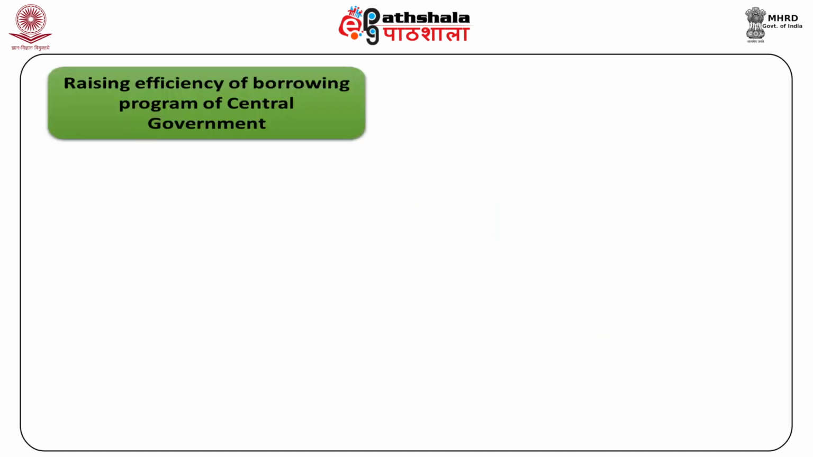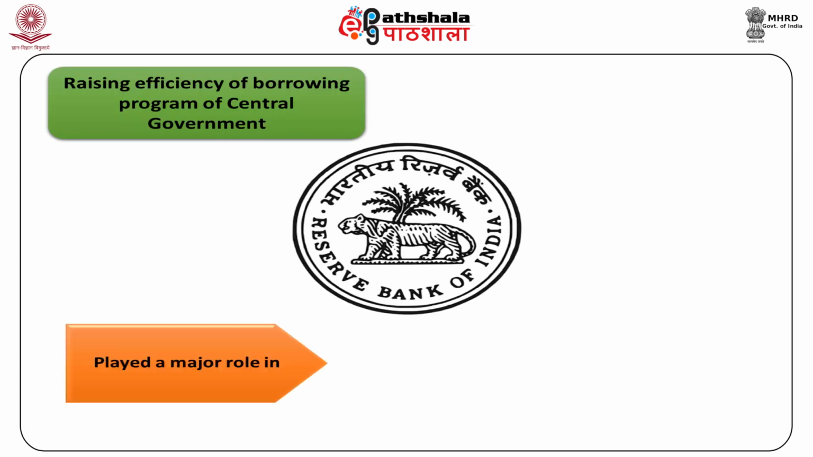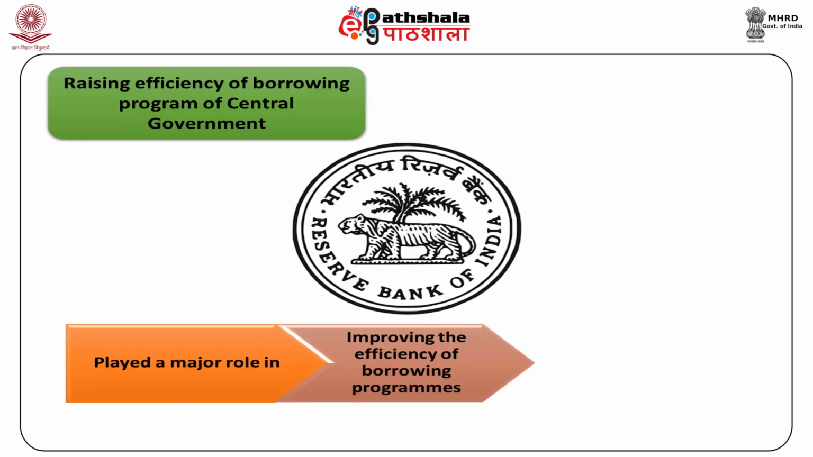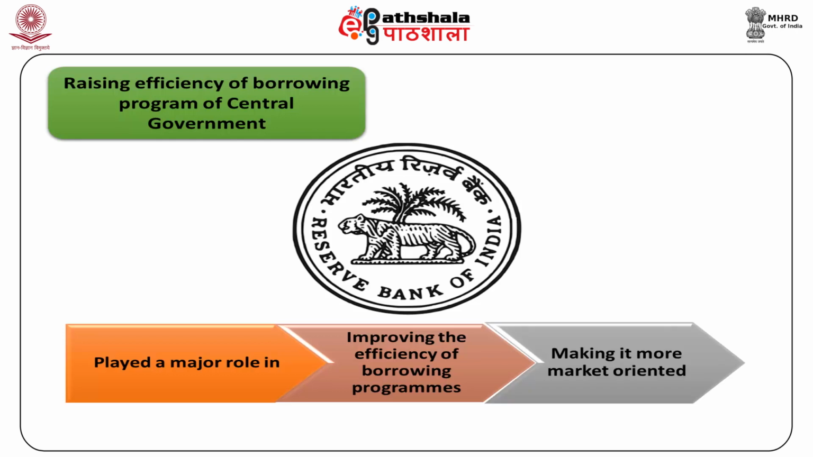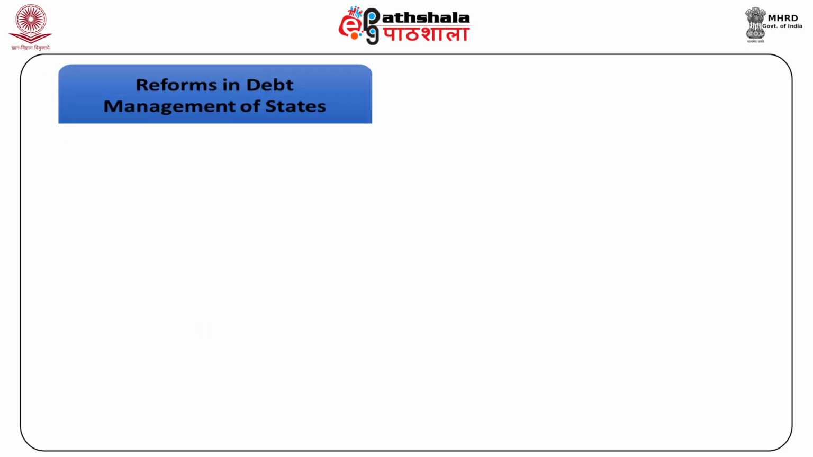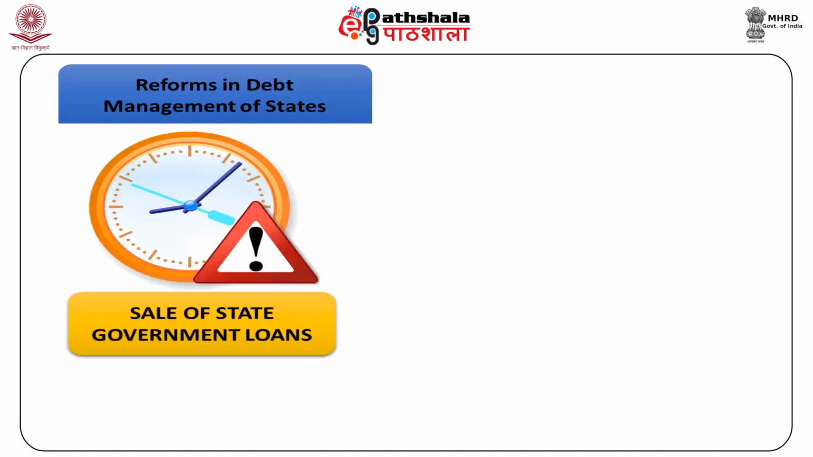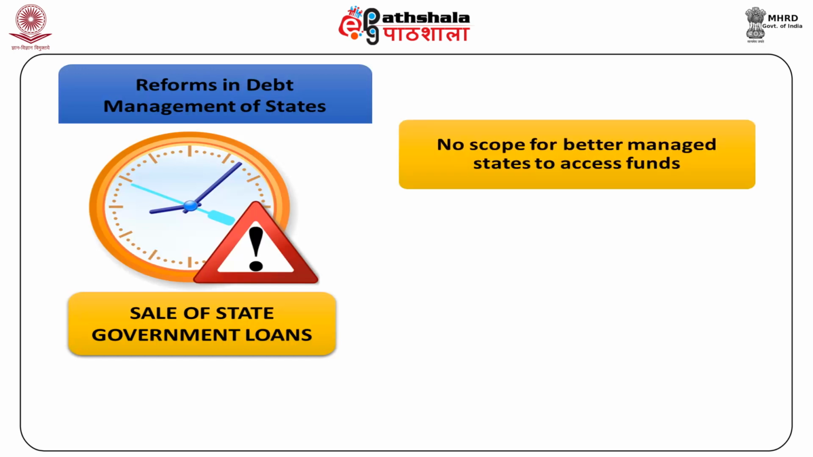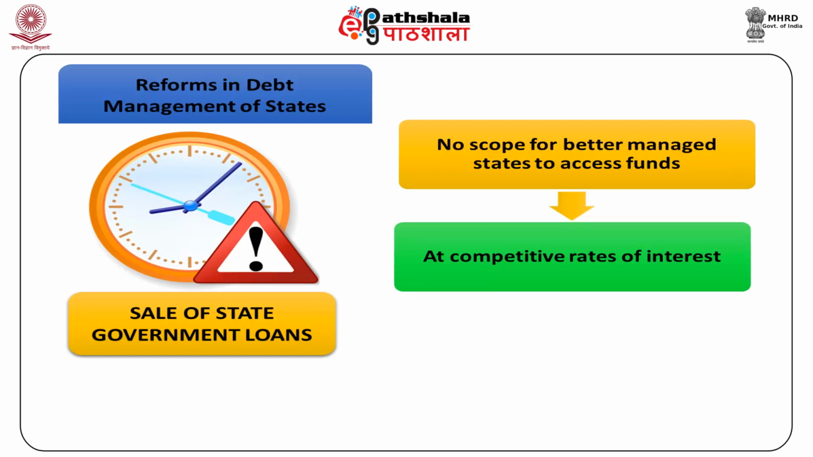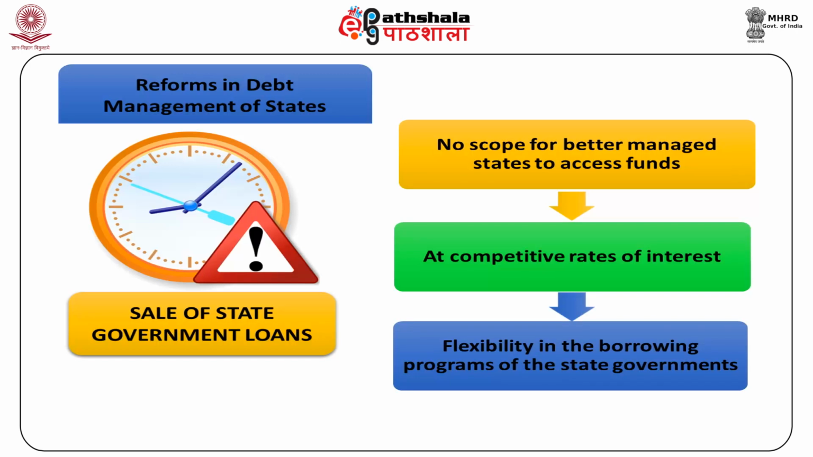Raising efficiency of borrowing program of central government. The RBI has played a major role in improving the efficiency of borrowing programs of the central government, making it more market oriented. Reforms in debt management of states. The sale of state government loans continues to be outdated. There is no scope for better managed states to access funds at competitive rates of interest. So, it is necessary to bring flexibility in the borrowing programs of the state governments with the help of RBI initiatives.